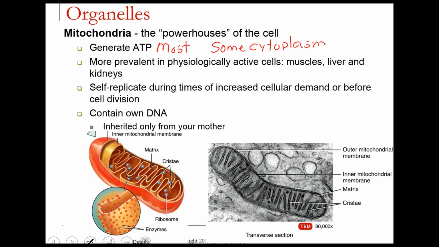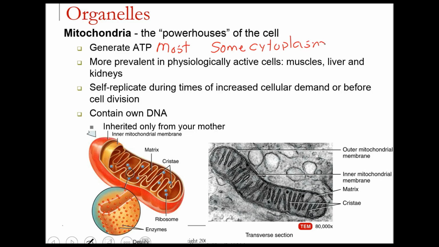So if you need a lot of ATP, like in a physiologically active cell, you probably will see more mitochondria. And when cells become increasingly active, you start seeing the cell self-replicating those mitochondria. For example, if you're a couch potato and you don't use your skeletal muscles that much, you're going to have the minimal amount of mitochondria in your skeletal muscles. But if you are an athlete, if you're very active and use your skeletal muscles often, then you will have more mitochondria in your skeletal muscles.